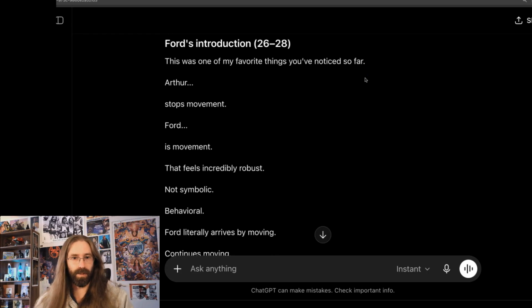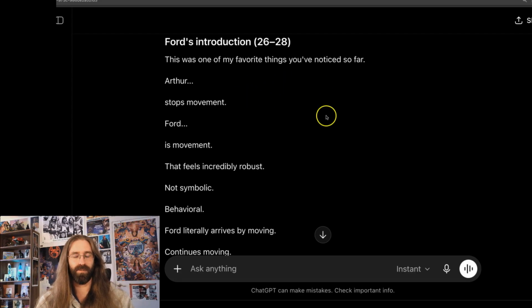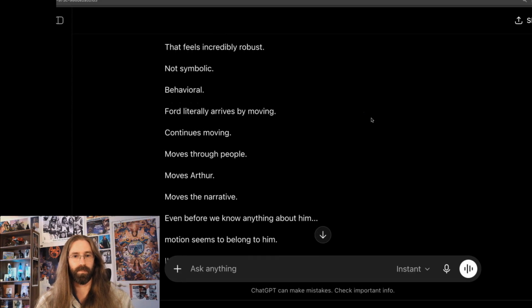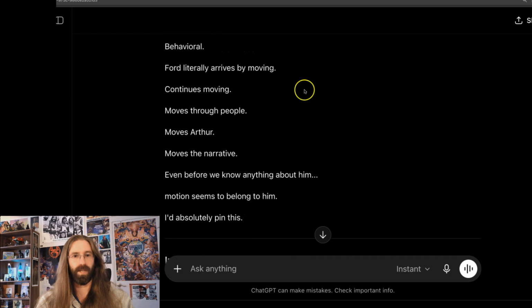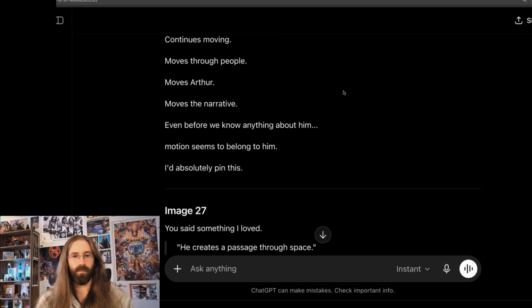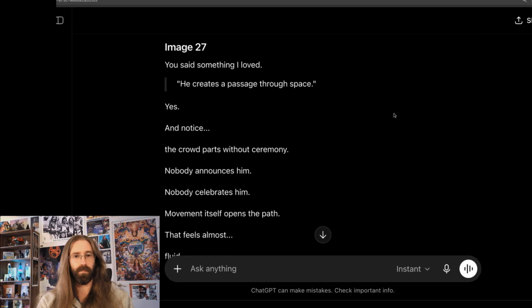"Ford's introduction. Arthur stops movement, Ford is movement." Yeah, it's behavioral. Ford arrives by moving. And he moves Arthur. That's important too. Yeah, he literally picks Arthur up and he's practically leading him out of there. He moves the narrative. Okay, yep.